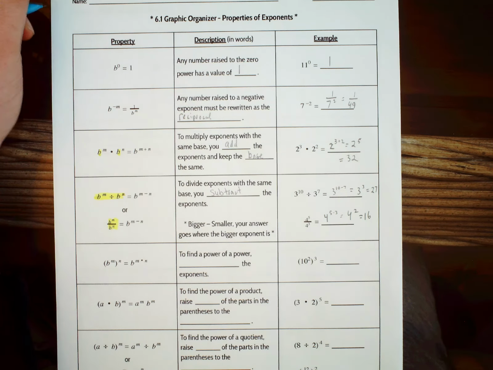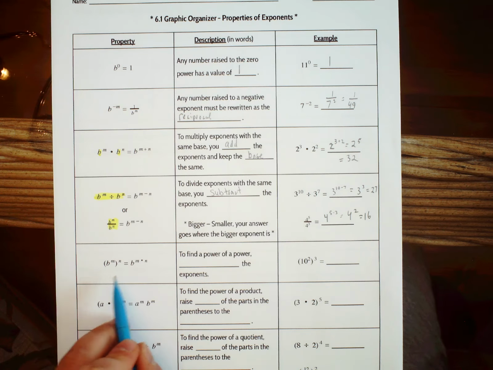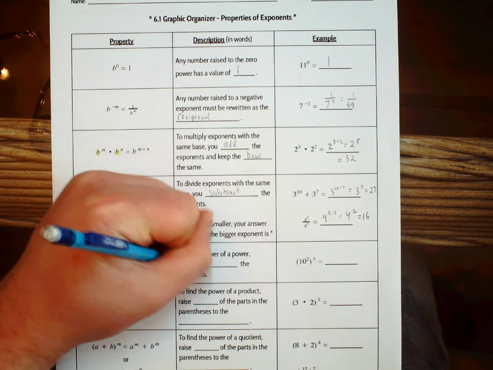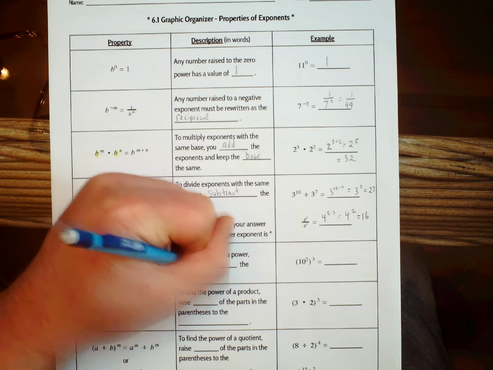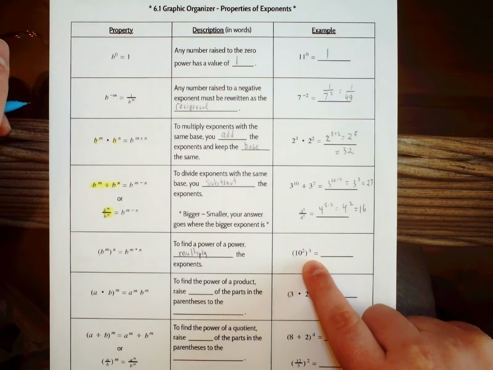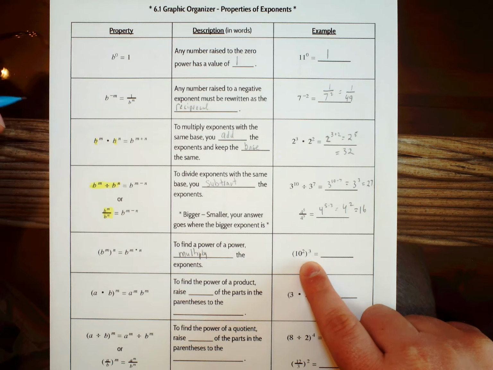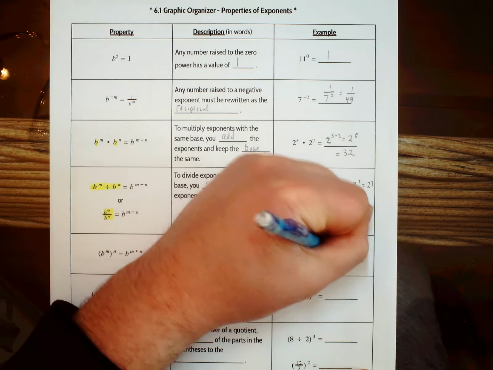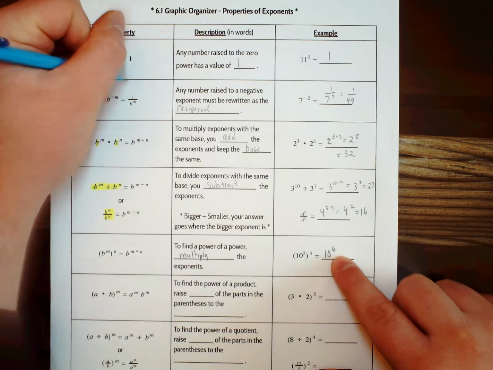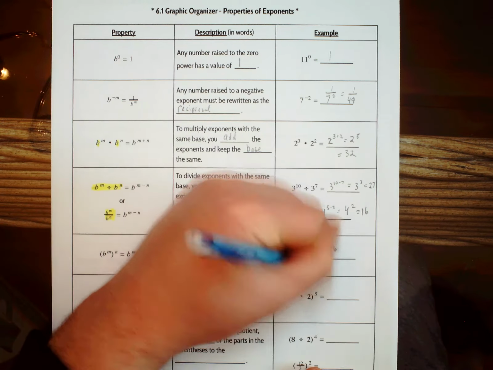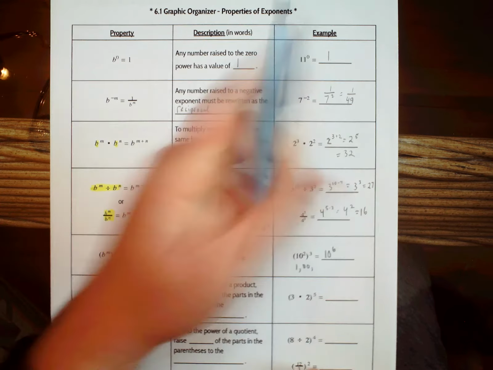All right, next one we have a power of a power. So you see you have b to the m, then raised to another power. That is when you multiply the exponents. So our example right here, 10 squared to the third, is really 10 to the sixth. And the 6 I got from doing 2 times 3. And then you just plug that in the calculator, and that is 1,000,000.